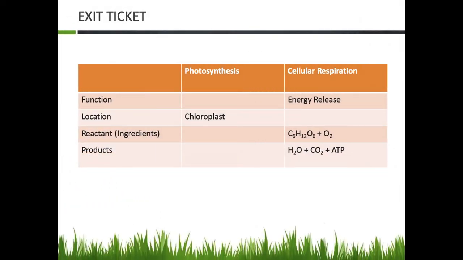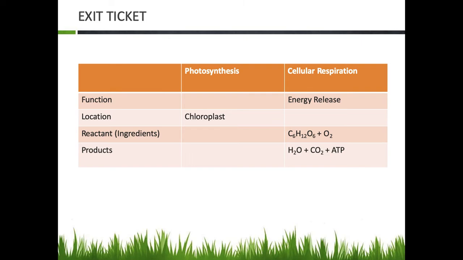Let's take a look at our exit ticket now. See if we can fill out this chart. What is the function of photosynthesis? What is the function of cellular respiration? To release energy. Photosynthesis is to trap energy. Where does it happen? Location. Where does photosynthesis take place? In the chloroplast, as written over there. And cellular respiration? In the mitochondria.